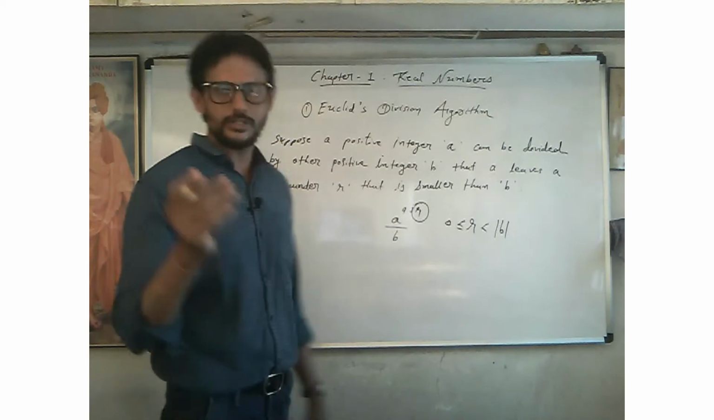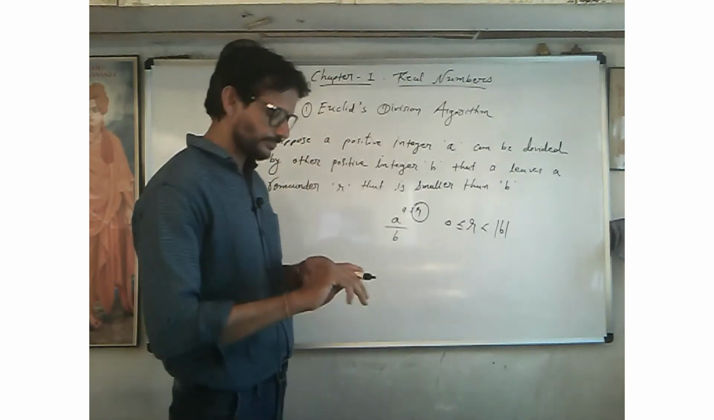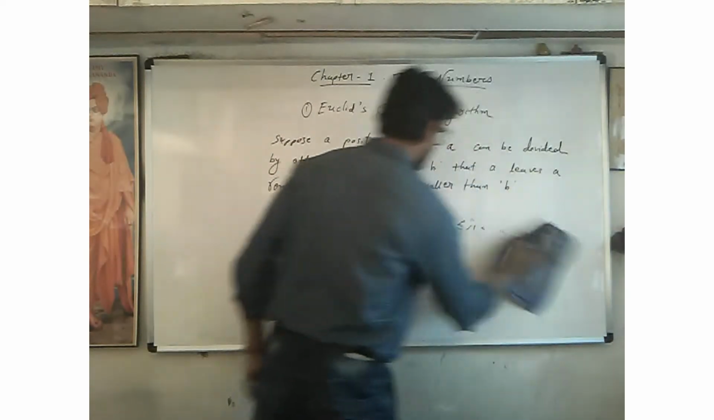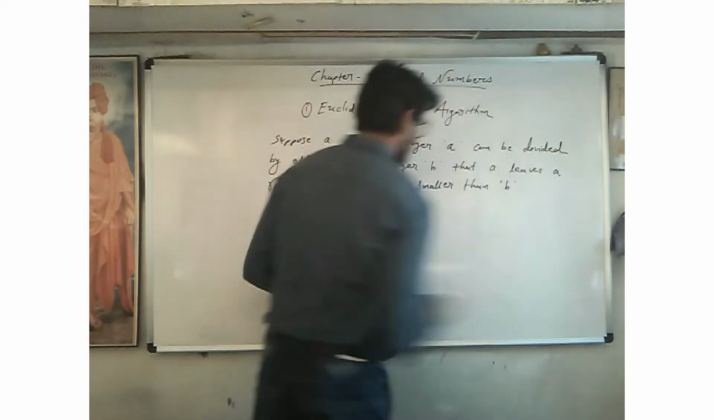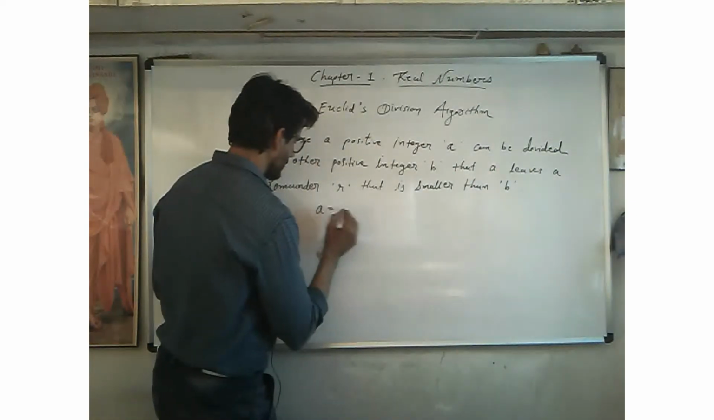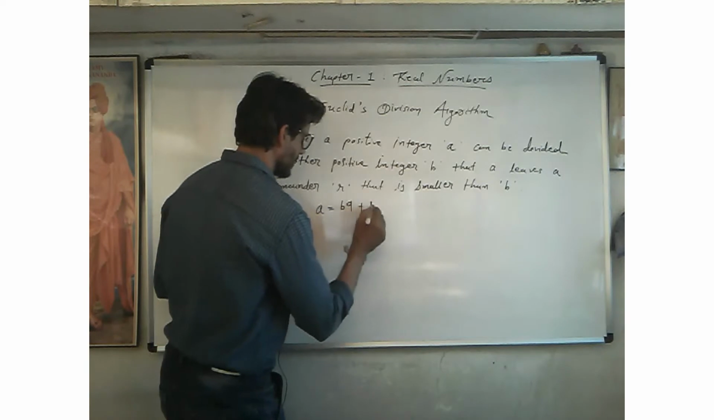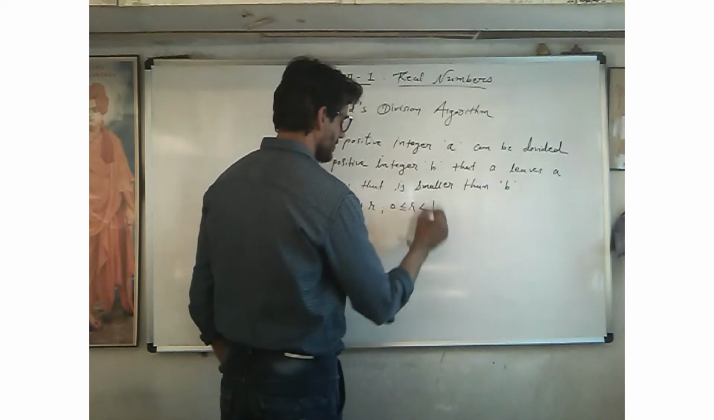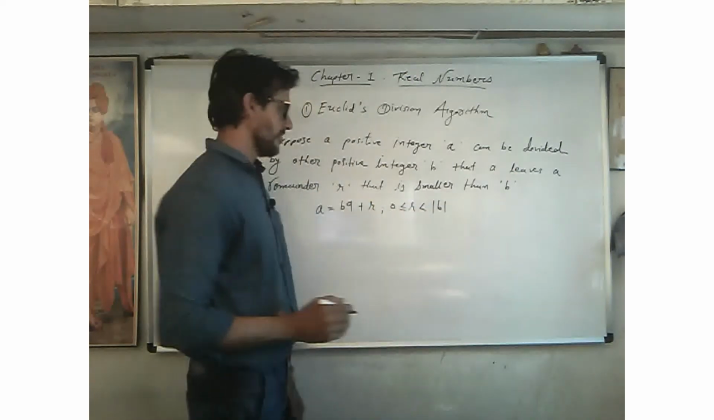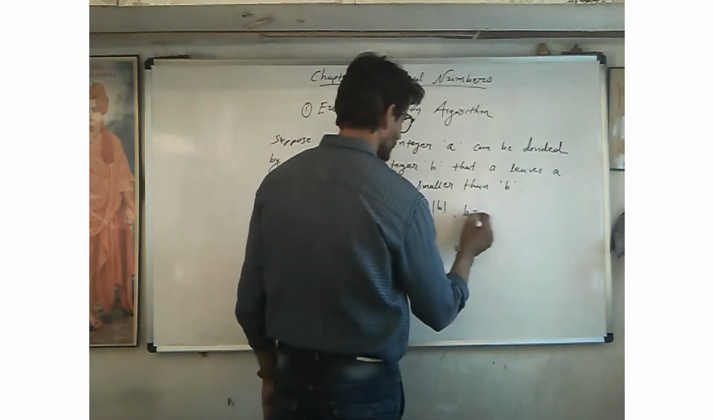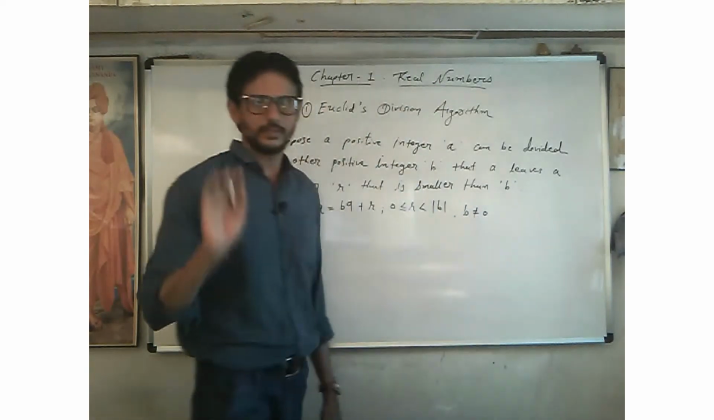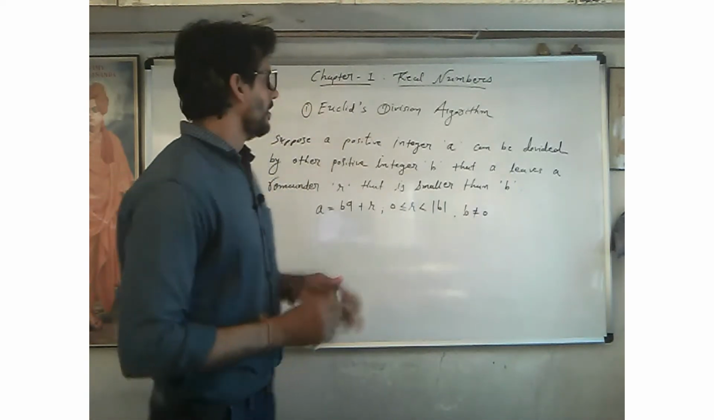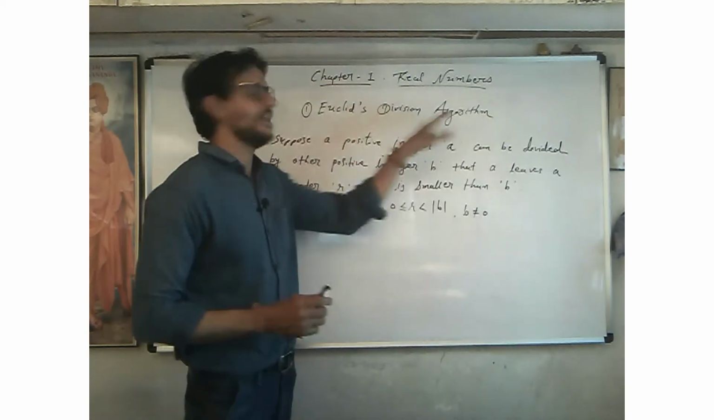I think you have studied in your previous standard. So equation will be like this. a is equal to bq plus r, where r is equal to or greater than 0 and less than mod b, where b is not equal to 0. Clear? This is Euclid's division algorithm.